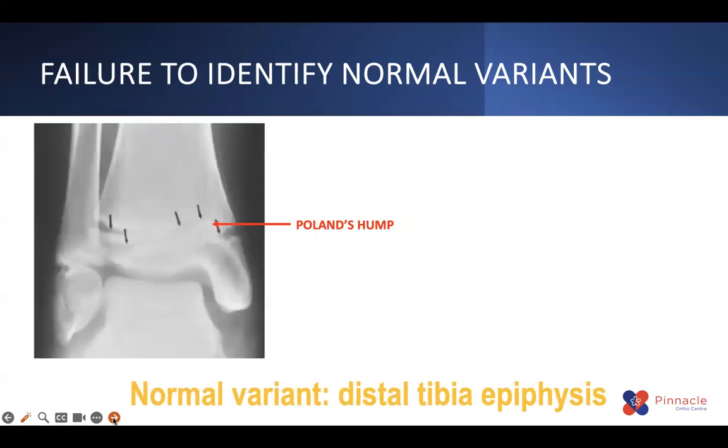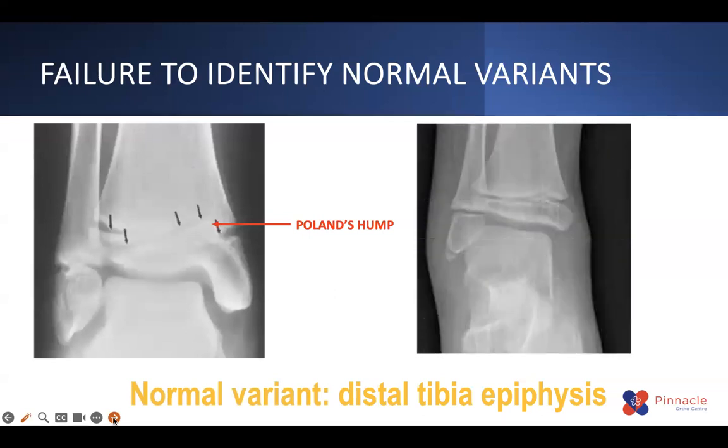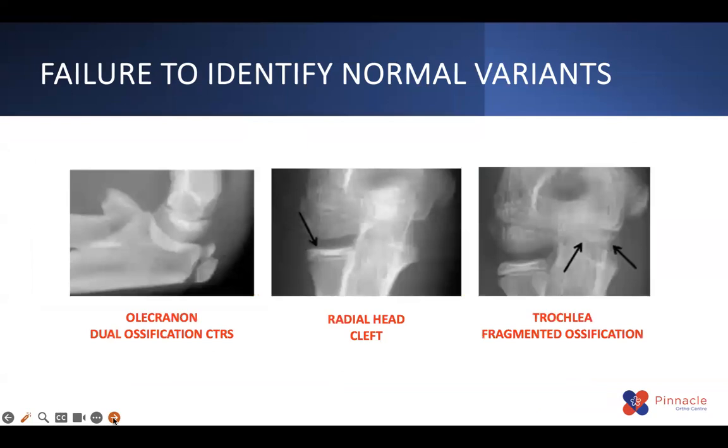In the distal tibia, the Poland's hump is an elevation near the medial end of the distal tibia physis, and this can be misdiagnosed to be a fracture. Also, an os subtibial, which is an accessory ossicle at the tip of the medial malleolus, or an os subfibular, which is an accessory ossicle at the tip of the lateral malleolus. These can be misdiagnosed as fractures.